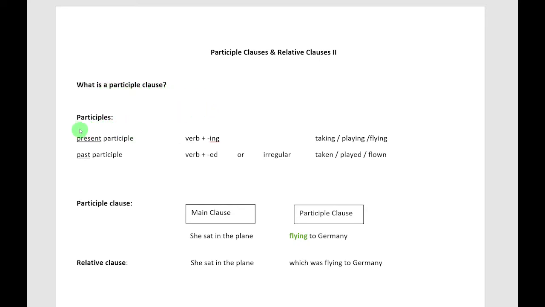So you probably already know participles, you've used them every day. There is the present participle, which is the verb plus the ing form, which is taking, playing, or flying. These are words you've used all the time. And the other participle that you already know is the past participle, which is the verb plus ed, or the irregular past participle, like taken, like to take, took, taken, which is an irregular past participle, or the regular past participle played, which is the verb plus ed from to play, or the irregular flown. Okay, so these are the two types of participles.